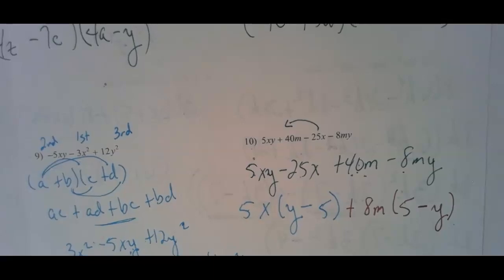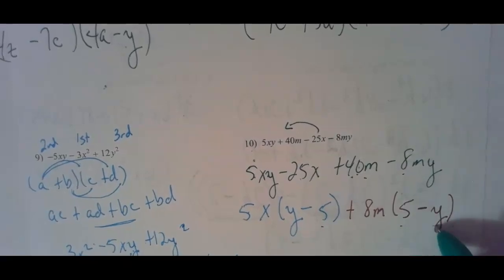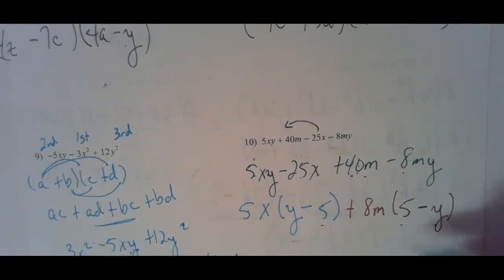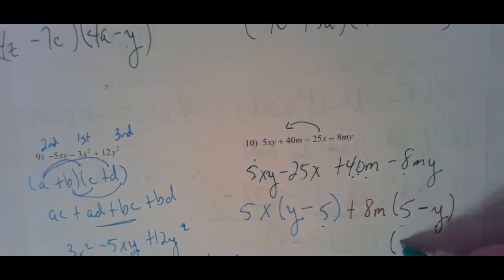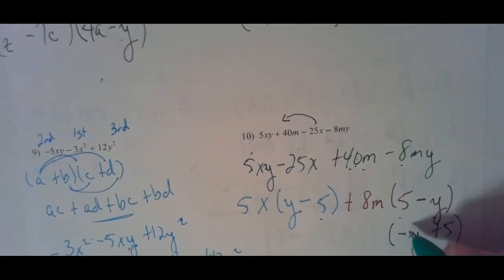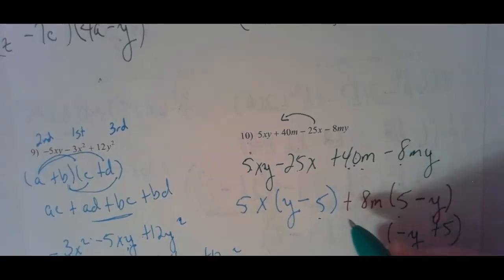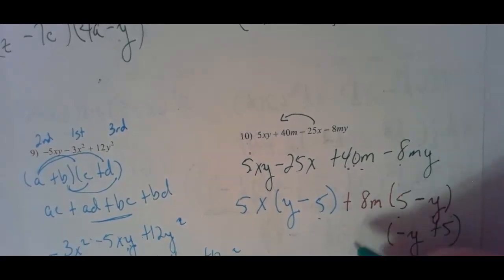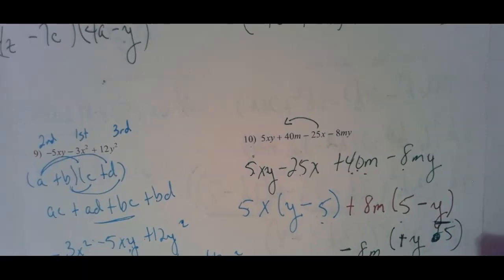Yeah, almost. It's just that I want in my parentheses y minus 5. I've got over here 5 minus y. So let's turn these around and see what we have to do. So I have minus y plus 5. And remember what we did before on the first page? If I wanted that to change, all I have to do is change the sign of this. So that's going to be negative 8m times y minus 5.